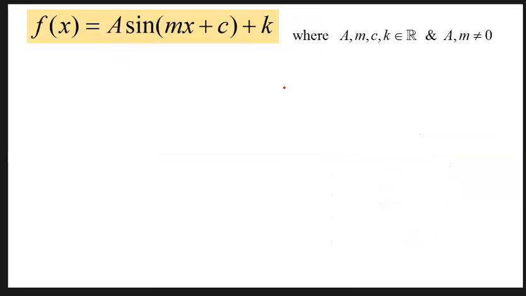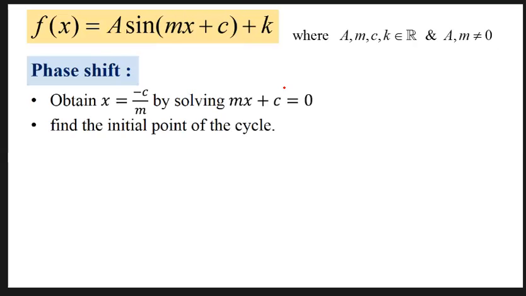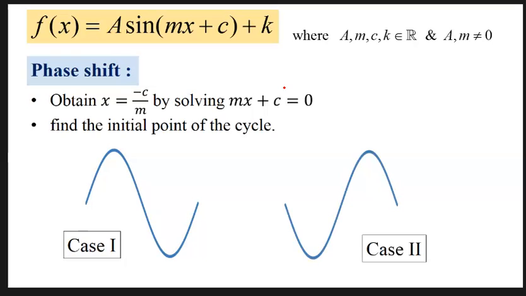Okay, for the domain and range we shall see more details later in examples. Next, let's summarize the important terms before we go further on graph sketching. First, the phase shift. The phase shift refers to mx + c; we set it equal to 0 and solve it. This is how we find the initial point of our cycle. Whether the graph looks like case 1 or case 2, the phase shift is the point marked with a red cross, the initial point where we start the cycle of the sine graph.